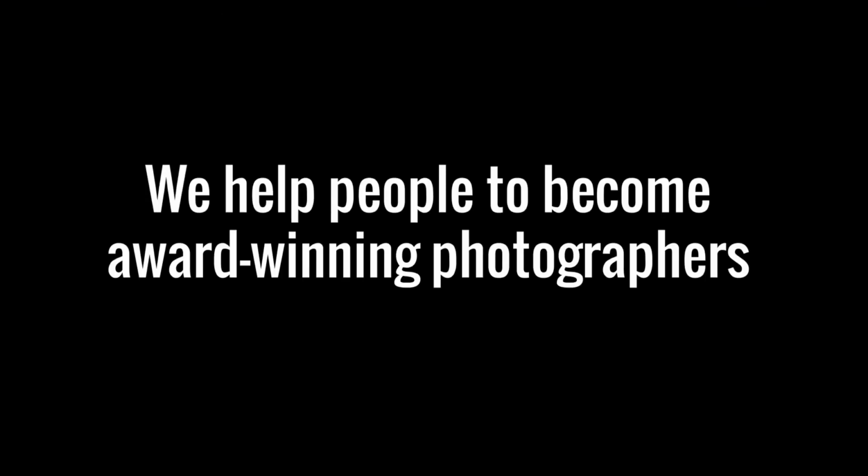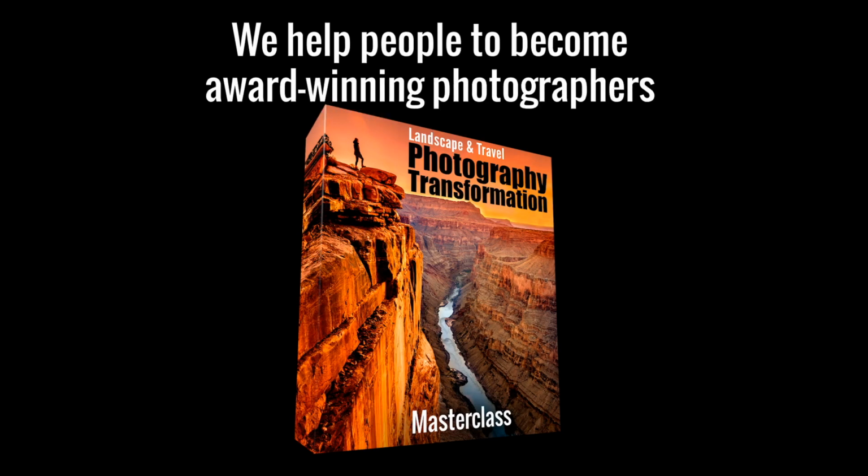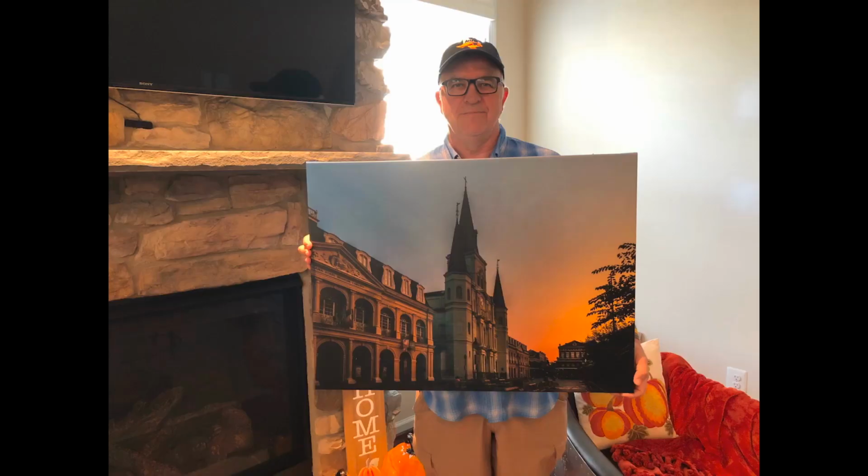So we've got a team of 6 people, and we have a very clear mandate for the team. The mandate is that we help people to become award-winning photographers through the Photography Transformation 4-step system. With that mandate in mind, we want to be able to help photographers to become award-winning photographers.